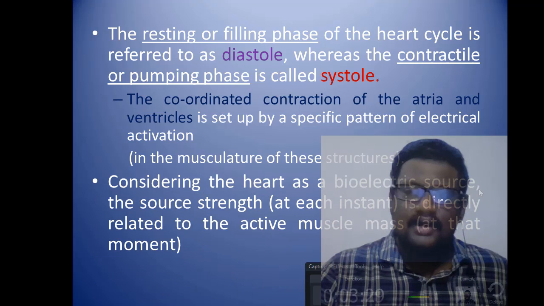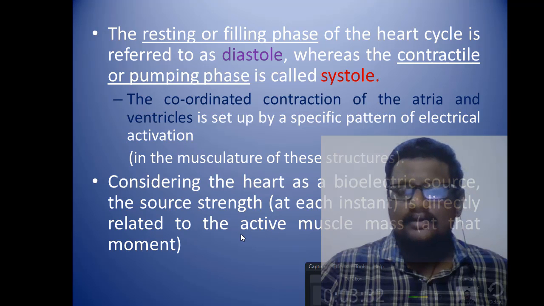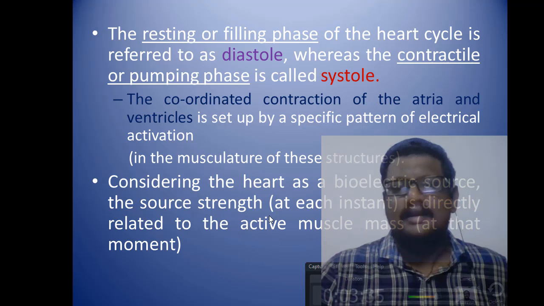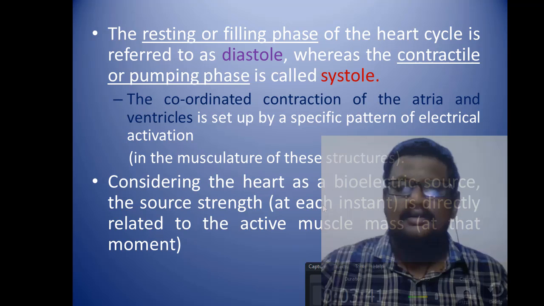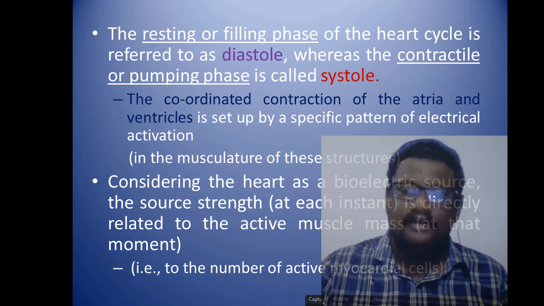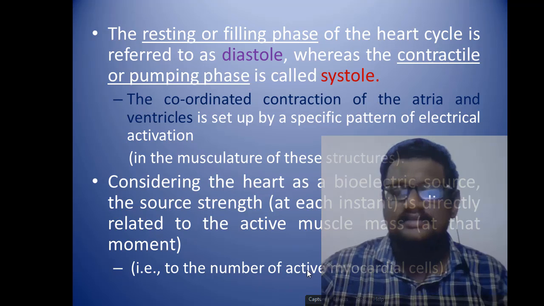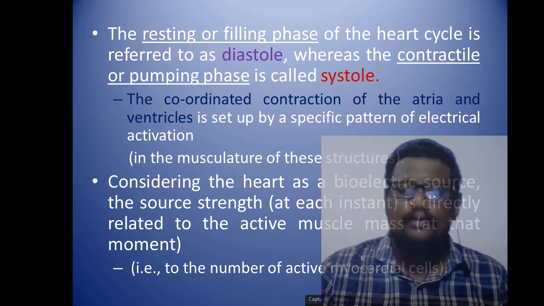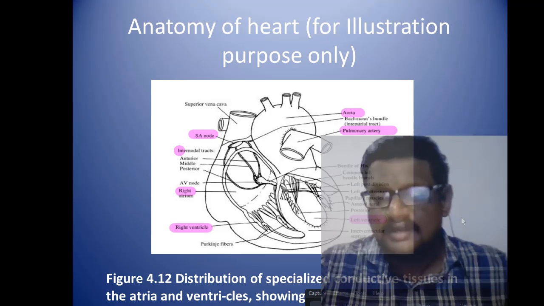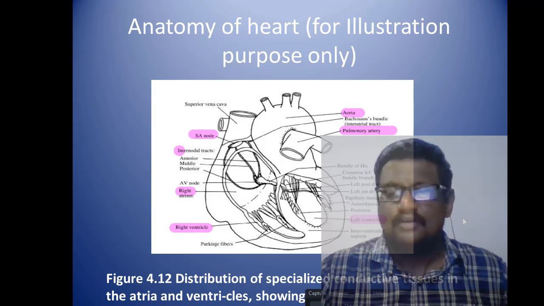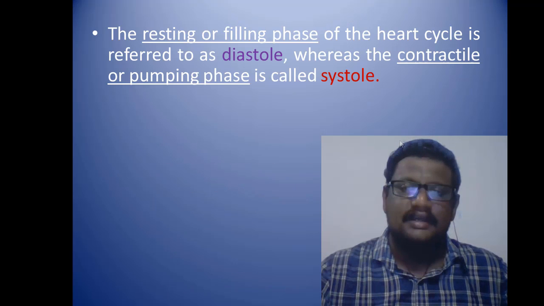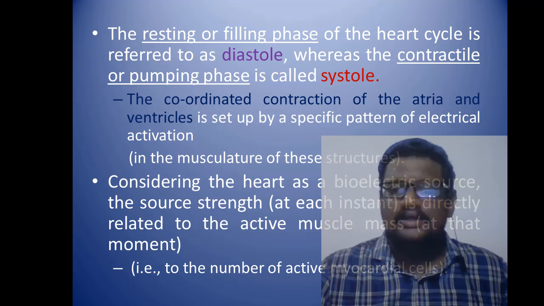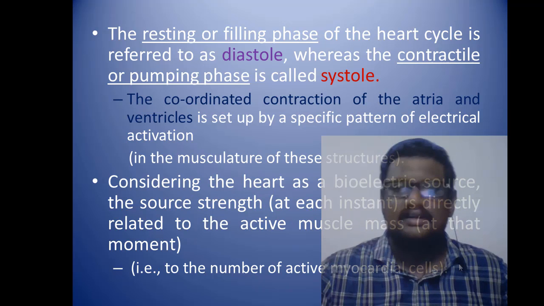Considering the heart as a bioelectric source, the source strength is directly related to the active muscle mass at the moment. The electric strength at the body at that particular moment depends upon the entire muscle mass that is contracting or expanding. That is the number of active myocardial cells. Myocardial cells, in the sense, myo means muscles, heart muscles. How much heart muscle is active at that moment, based on that, the electrical impulses will be produced. The strength of the electrical impulse depends upon how much muscle mass is active at a particular moment. So before going into all those details, we studied diastole and systole, and now we will see how the ECG signal is produced based on the muscle mass.